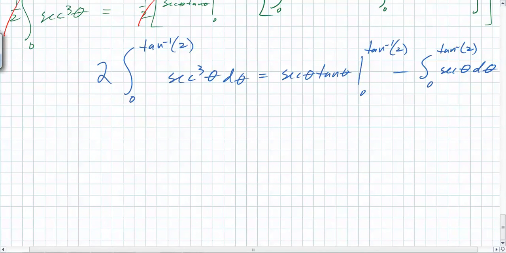Well, the only nice thing about this is that if we can evaluate the right side, we're done. If we can evaluate everything over here, we're done because you just divide by 2 and you're done, right? So what looks like the challenging bit of this? I think it's this right here. How do you integrate secant theta?